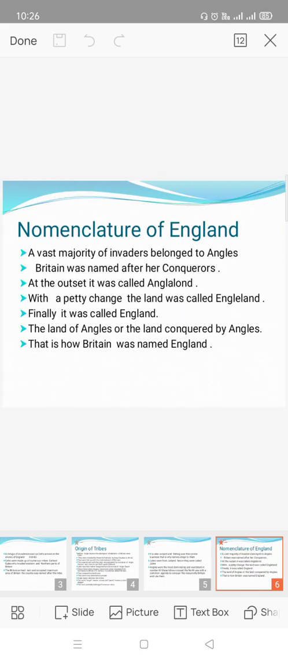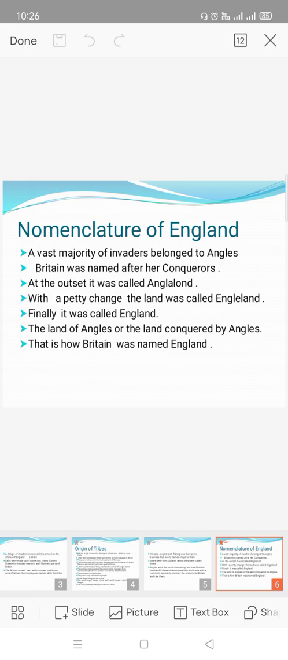Now let us discuss the nomenclature of England. I told you that it was because of the Aboriginal Britons, which is the name of a tribe, that the country was known as Britain. And now let us try to understand how this country got the name England. A vast majority of invaders belonged to the Angles, and Britain was named after the conquerors.